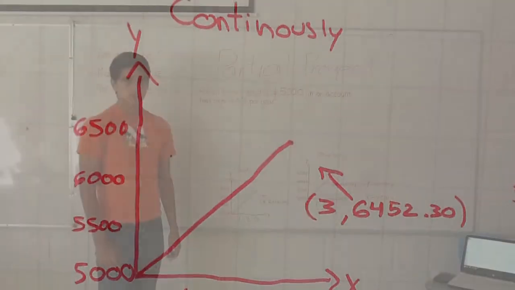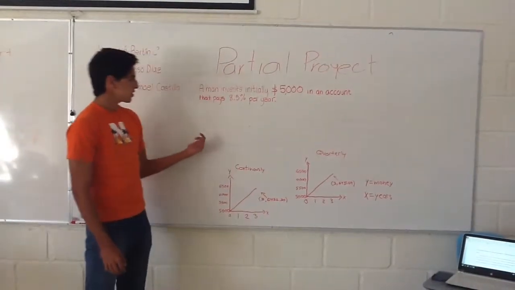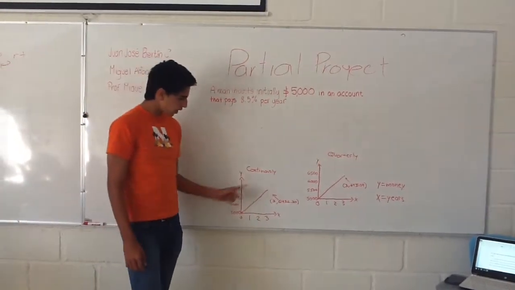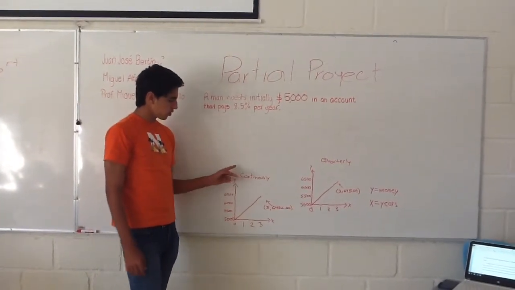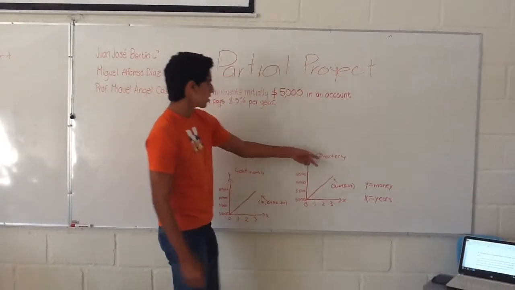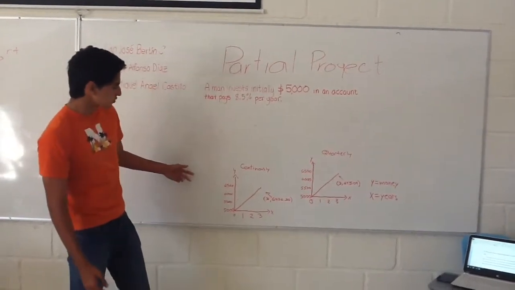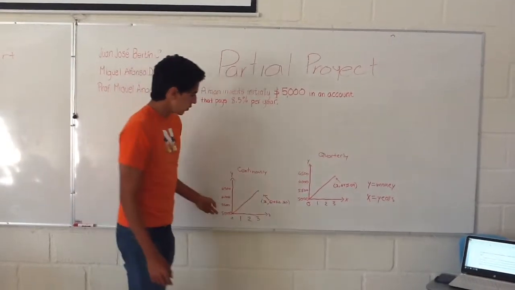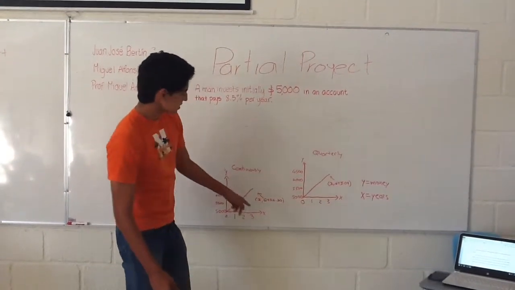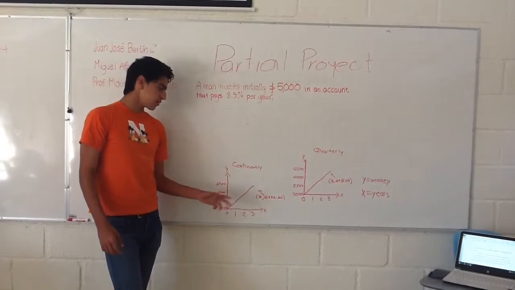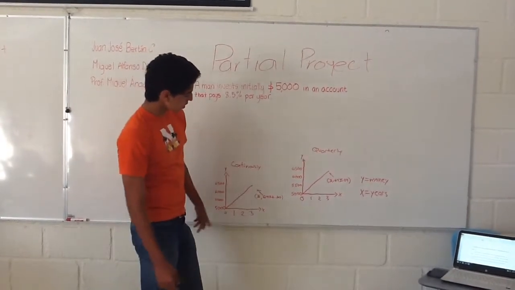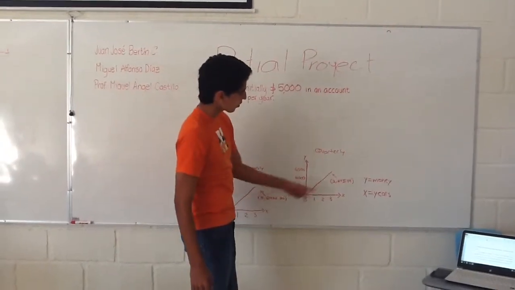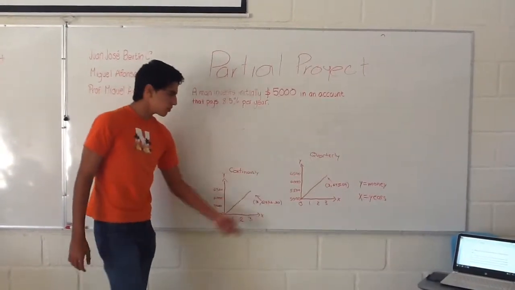The other question that the problem tells us to answer is that based on both graphs of the model of continuously and the model of quarterly, we need to decide which one grows faster. Based on this graph, we can say that both of them end at about the same point, or there is a minimal difference between them. For example, the difference between the continuously and the quarterly is only about 20 pesos.